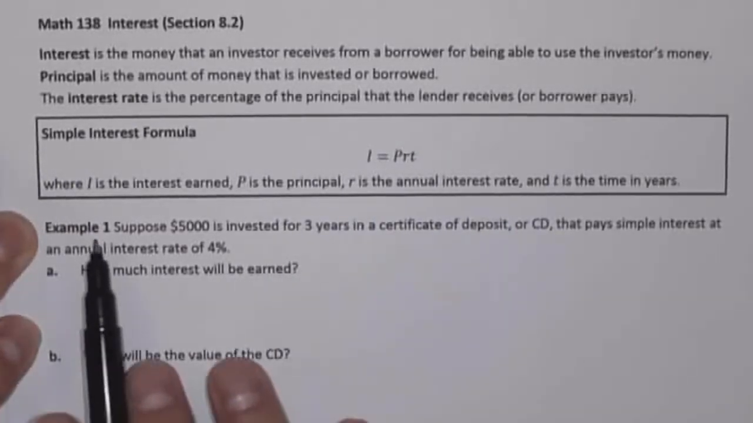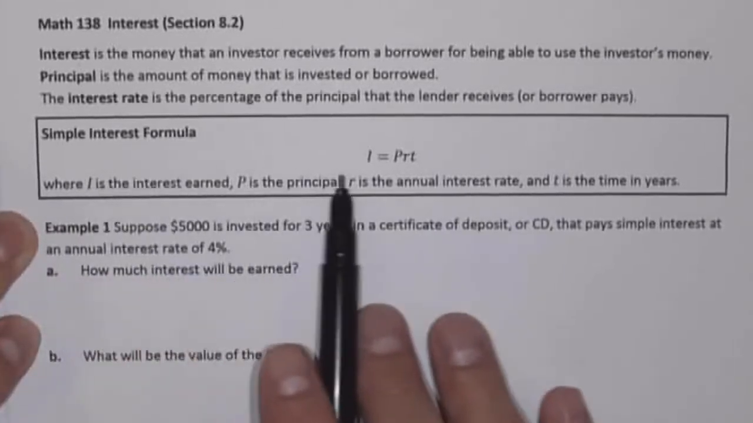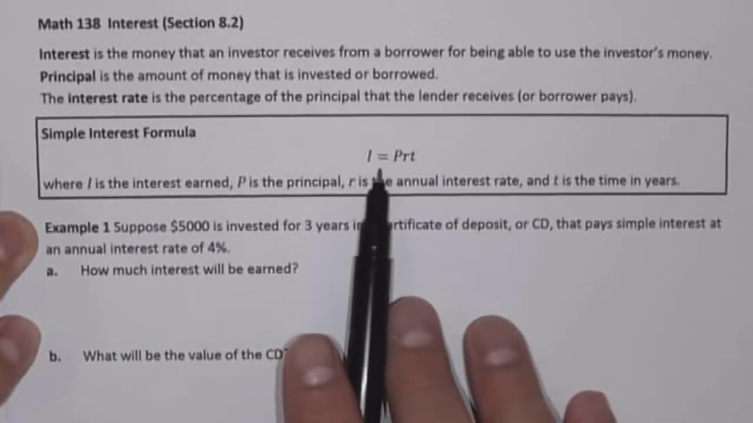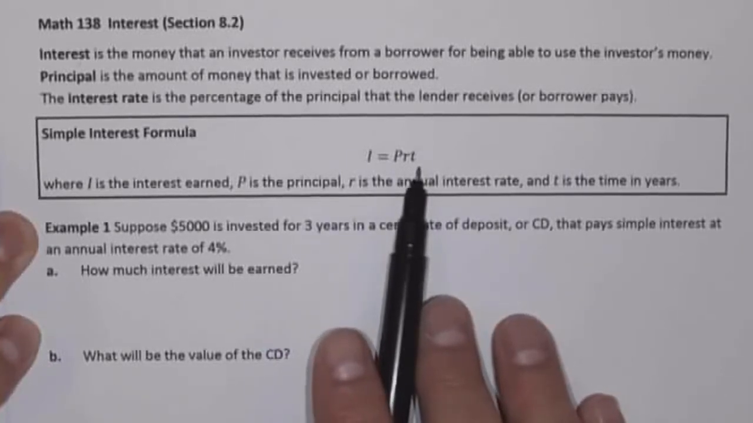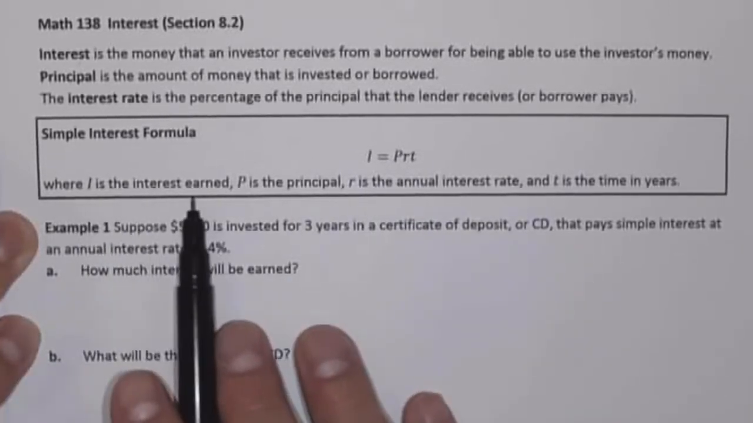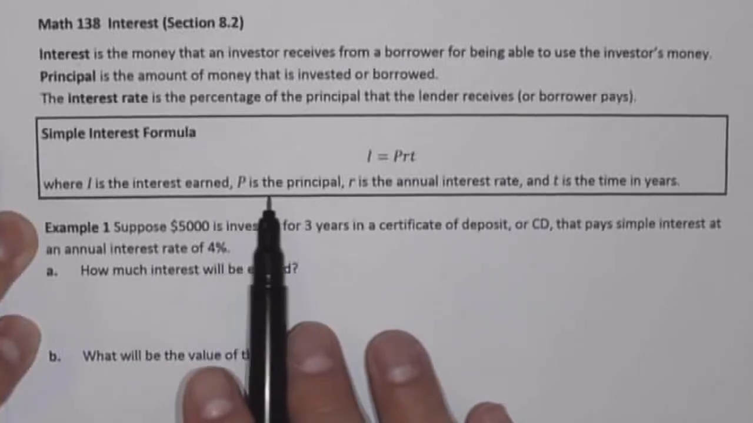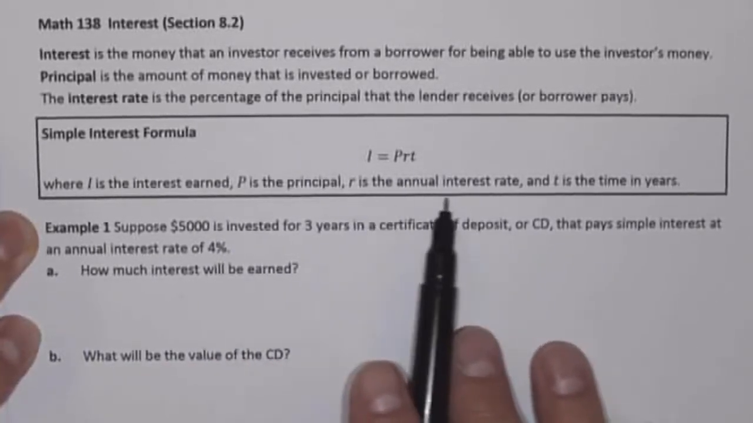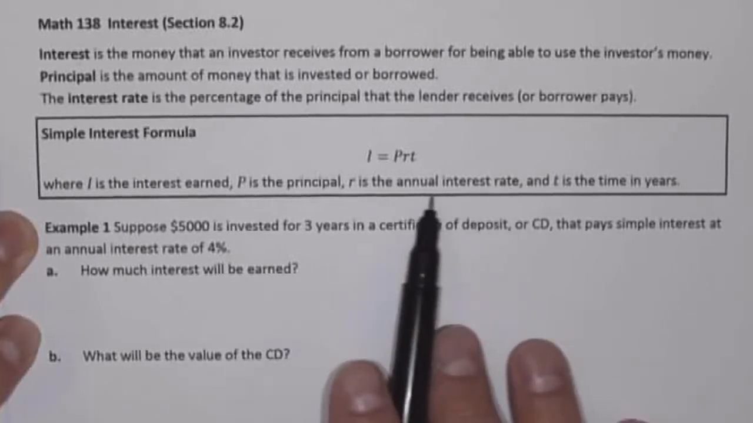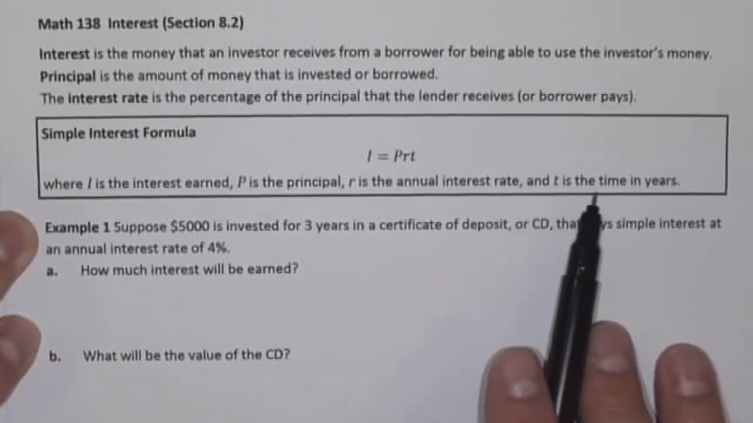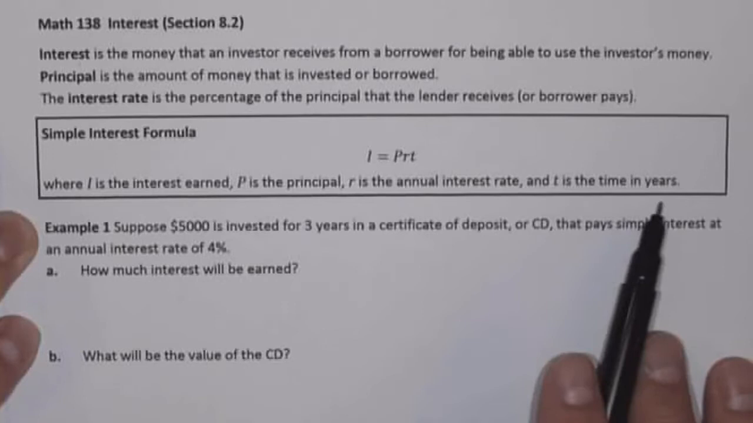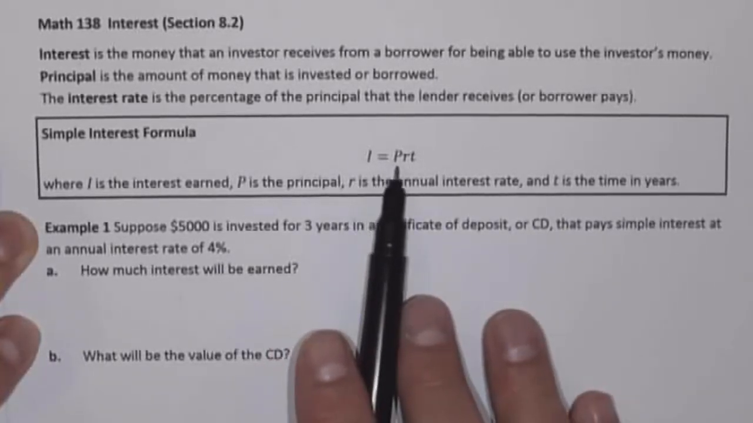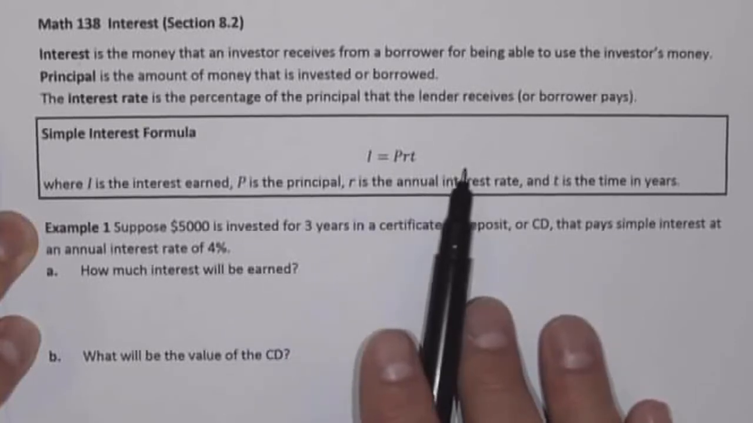So, simple interest. Well, we have a formula for that, and that is I equals P times R times T, where I stands for the interest, P stands for the principal, R is the annual interest rate, generally going to be written as decimal form, and T is the time in years. So I equals PRT, interest equals principal times rate times time.